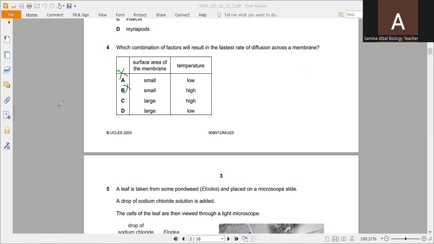And we will go with C and D. At C, the temperature is high, at D, temperature is low. So D is not the correct option, only C is the correct option.